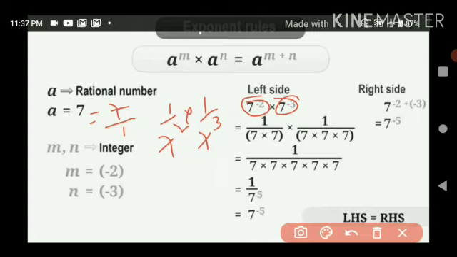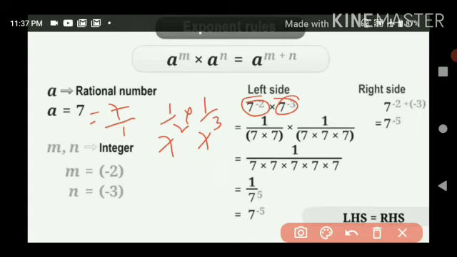So we know how to multiply the rationals. Numerator will multiply to the numerator, that is 1 into 1, and denominator will multiply to the denominator, that is 7 into 7 into 7 into 7 into 7. So here we got 1 upon, as 7 is multiplied by itself 5 times, it could be written as 7 raised to the power 5. Whenever that 5 goes up, the power becomes negative. So 7 raised to the power minus 5.